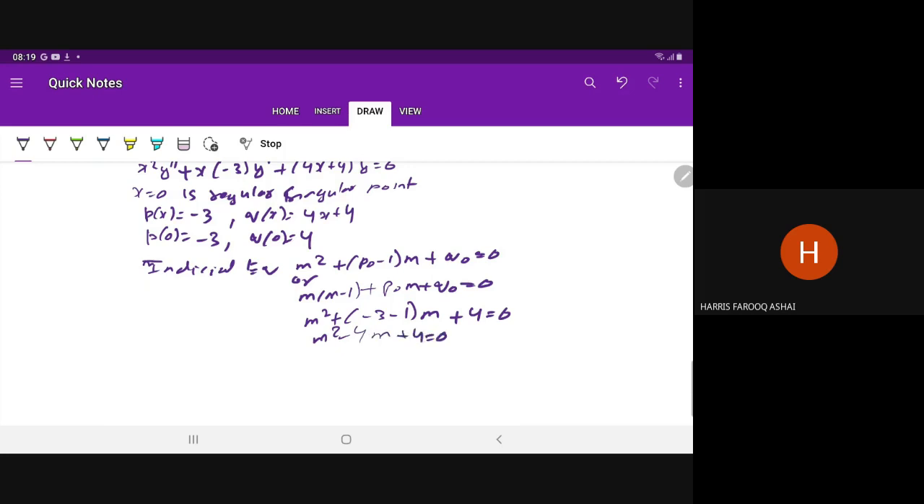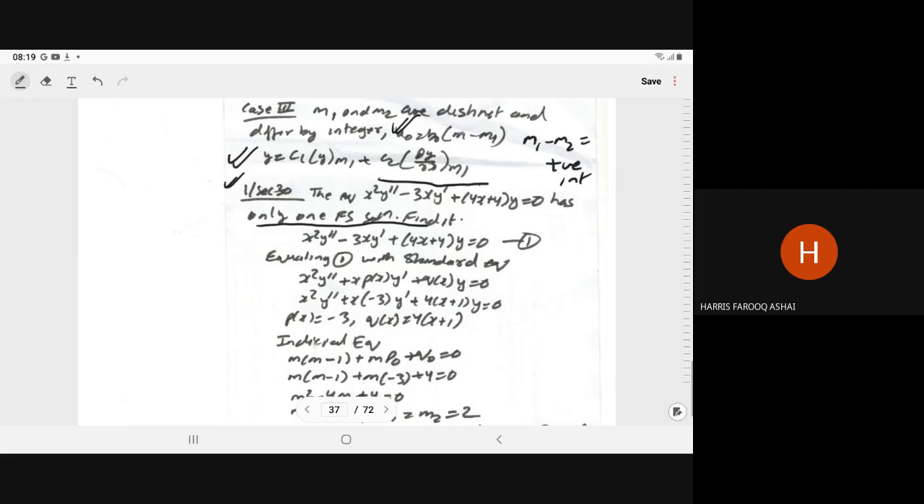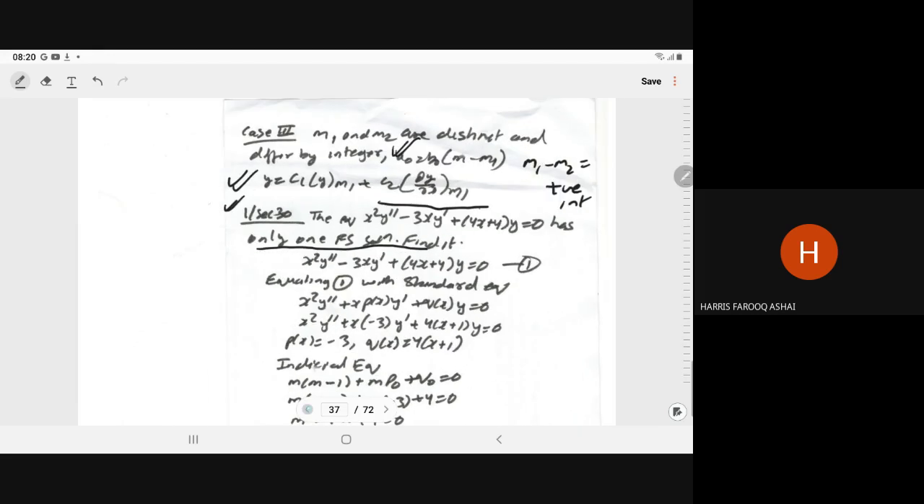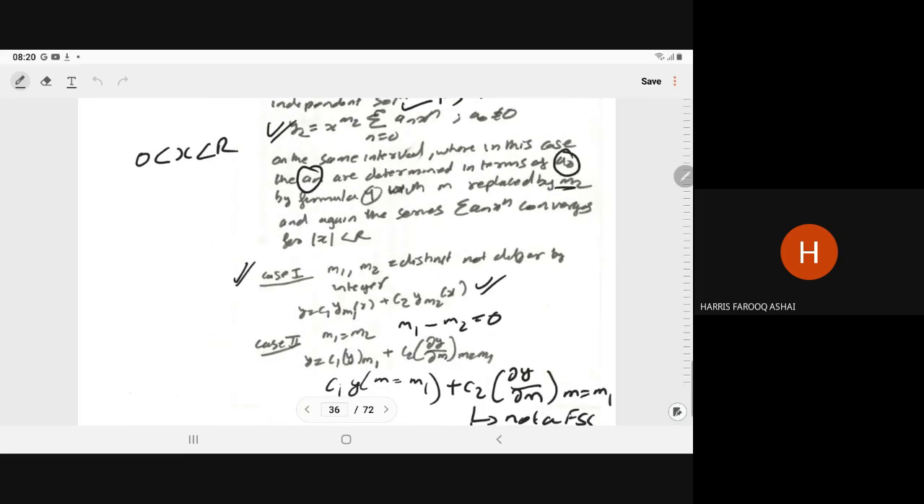So here we have the roots. What will be the roots? The roots are 2 comma 2. So in this case, you can see m1 is equal to m2 is equal to 2. So which case? In this case, we have the second case: m1 is equal to m2 is equal to 2, or the difference is equal to 0.